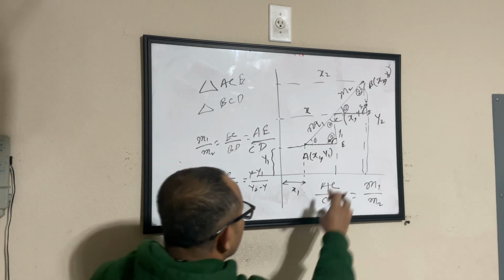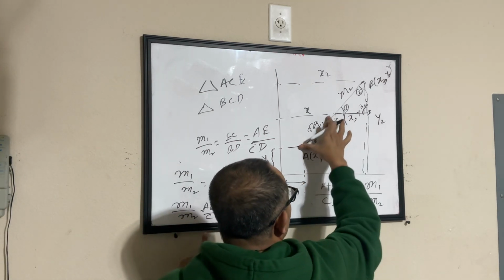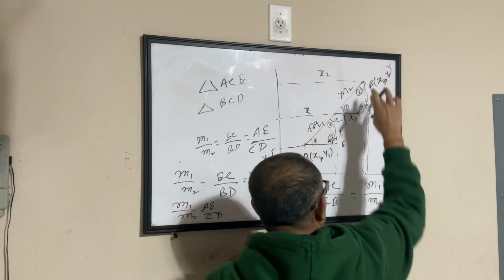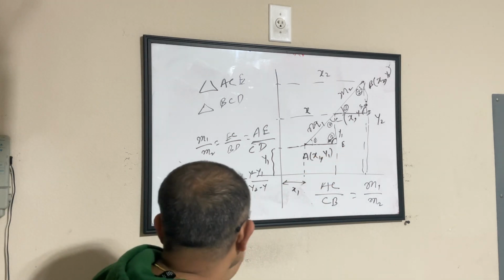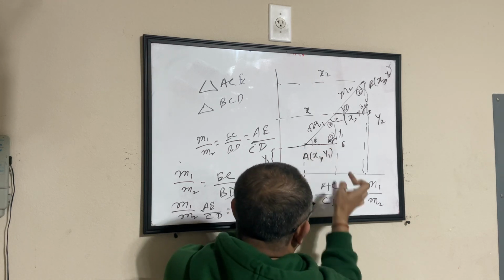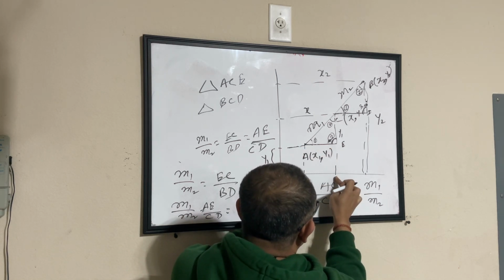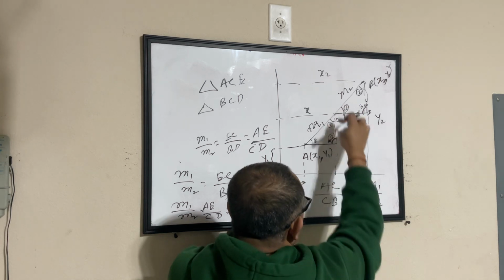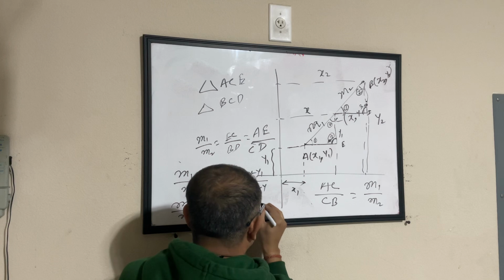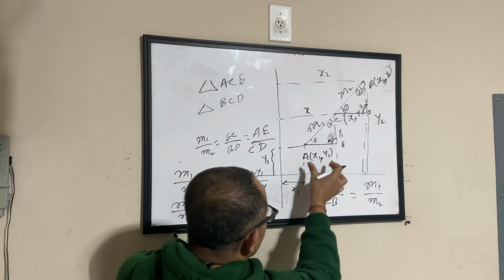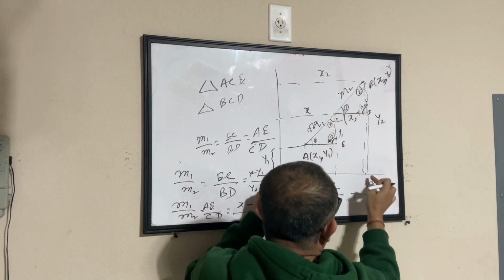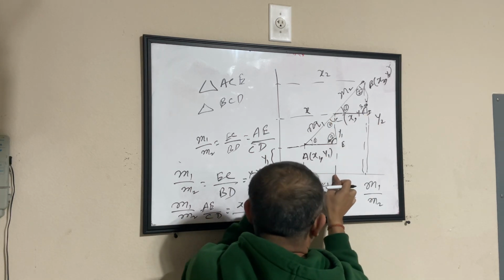Similarly AE. AE is this length. So M1 by M2 equal to AE by CD will be equal to this by this. That's what similarity of triangle says. So we are just putting the value here, okay? So AE will be equal to this length minus this length. This is the x coordinate of point C. So x minus this length, which is x1, divided by CD. CD is this one. So CD is what? Here it is x2 minus x.